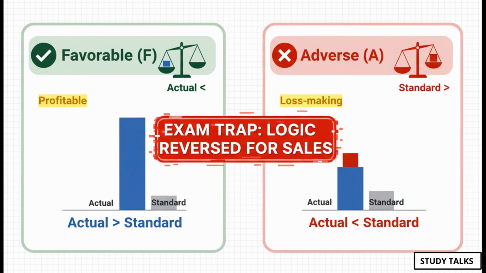For costs, it's super simple. If your actual cost is less than the standard, it's favorable. If it's more, it's adverse. But, and here is the big ICAI twist, for sales, you flip the logic completely. A favorable sales variance is when your actual sales are greater than your target. An adverse one is when your sales are less than your target. So, was our 95 rupee cost favorable? Yes, for a cost it was. But if that was a sales figure against a target of 100, it would have been adverse.